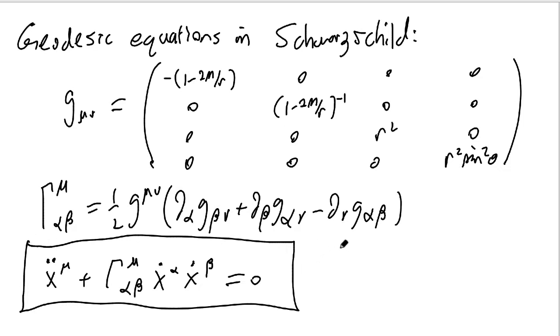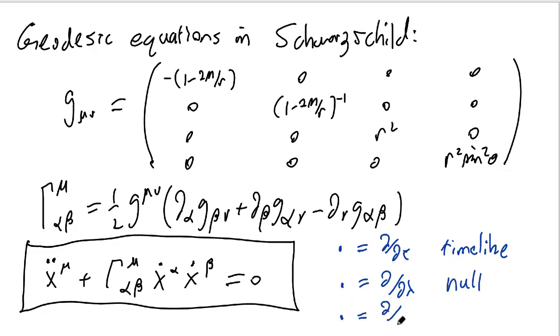In these equations, the dot denotes differentiation with respect to proper time τ in the time-like case. It denotes differentiation with respect to an affine parameter λ in the null case, and it denotes differentiation with respect to proper distance s in the space-like case.